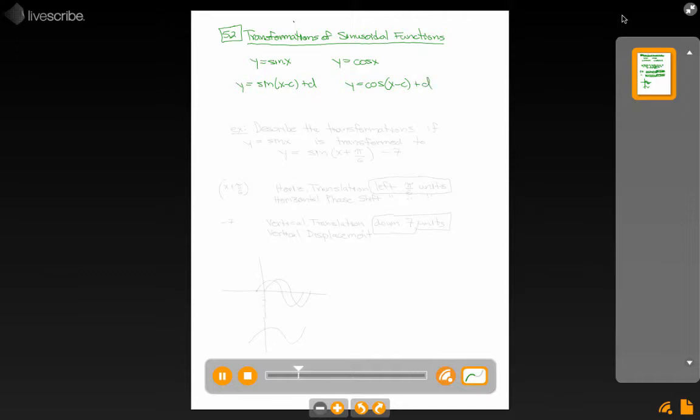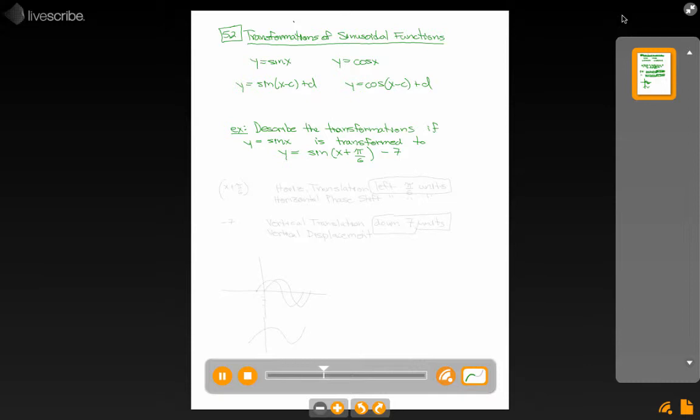And so hopefully, again, in general, you'd be able to recognize that I'm expecting here to have horizontal translations and vertical translations. These graphs are going to move left, right, and up and down depending on what kind of numbers I put in here. So a fairly straightforward example would be just to say, describe the transformations if our regular y equals sine x function is transformed to y equals sine of x plus pi over 6 minus 7.